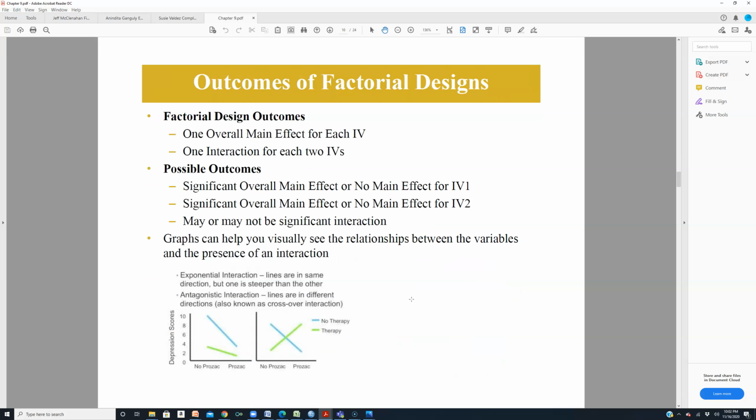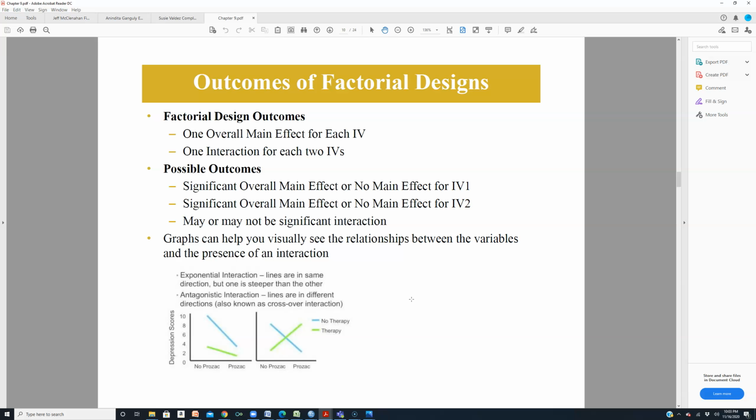When you look at factorial designs, we have one main effect for every independent variable and a research question that corresponds to that independent variable. For every research question, you're studying a main effect. Is there a main effect of IV1 on the DV? Is there a main effect of IV2 on the DV? And you also have one interaction for each two independent variables. So if I'm studying 3 independent variables, I have an interaction between A and B, between B and C, and between A and C, okay?